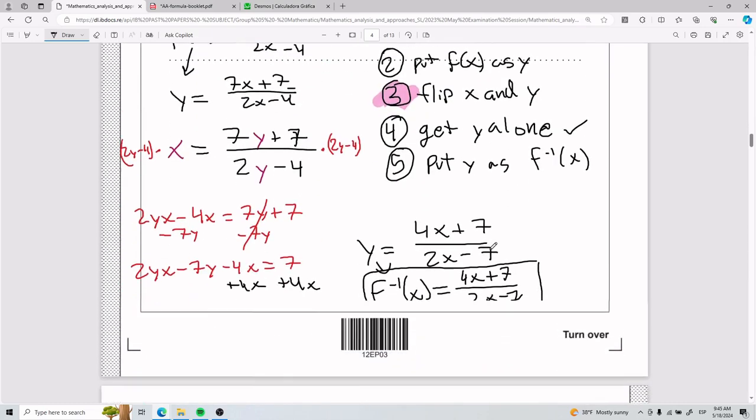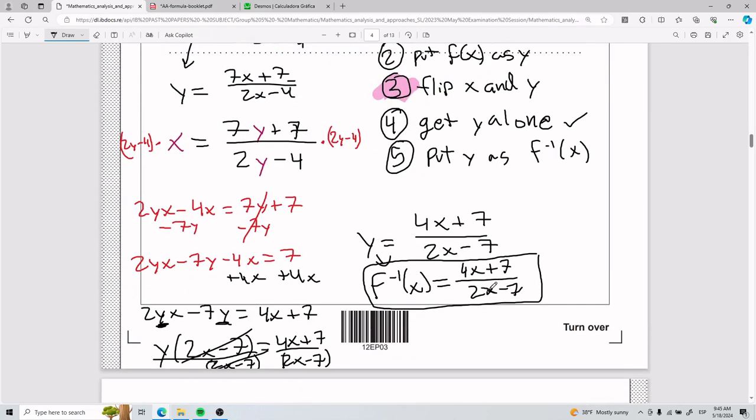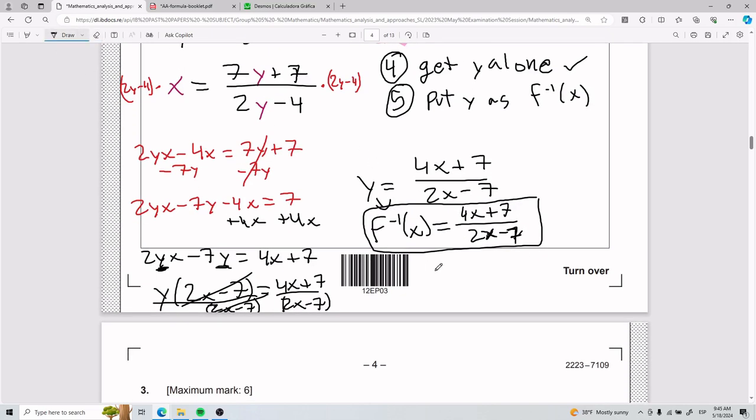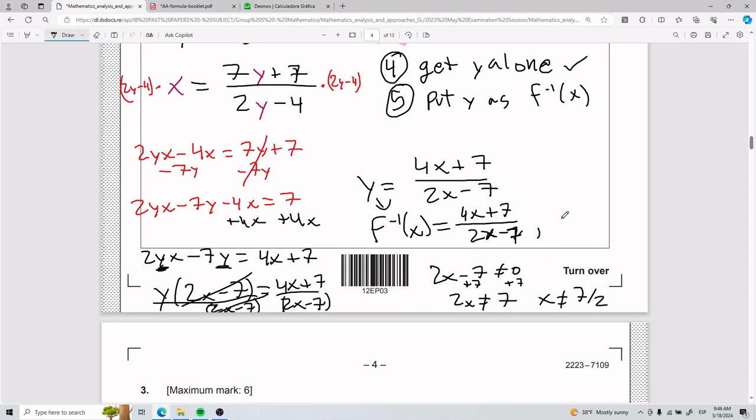Now, the last step you have to do is that you need to put the detail that the denominator cannot equal 0, right? So what value can x not take? Well, the value that x cannot take is that your new denominator cannot equal 0. So 2x minus 7 cannot equal 0. So plus 7 to both sides: 2x cannot equal 7. So that means that x cannot equal 7 over 2. And so your final answer is putting the detail that x cannot equal 7 over 2. And that is for finding the inverse.